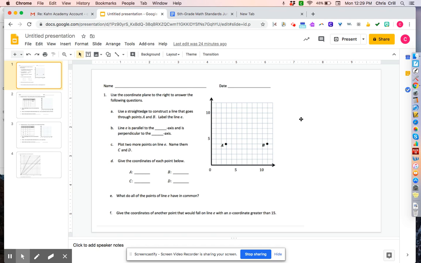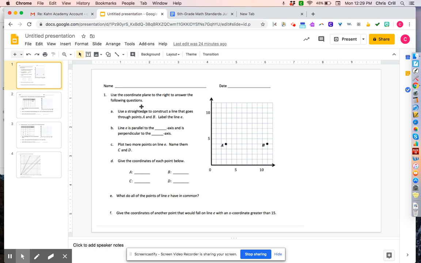So today we're going to be working in Module 6 in your Eureka workbook. We're going to turn to page 27, Lesson 5 problem set. And we're going to be using this coordinate plane on this page to answer some questions. Along the way, we're going to learn some rules about how to generate certain types of lines in a coordinate plane. But for now, let's just open up to page 27, Lesson 5 problem set in your Eureka workbook.